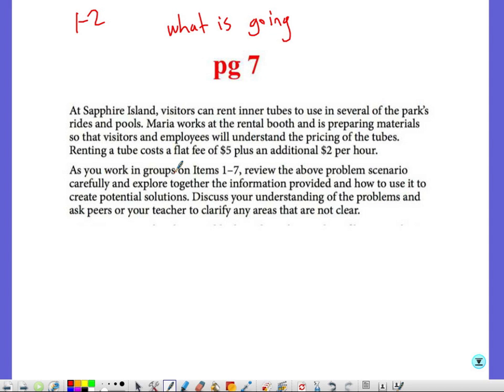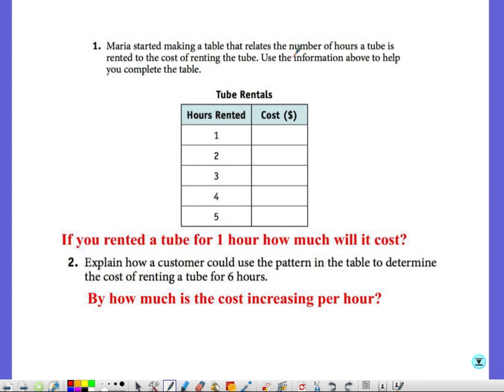As you work in your groups on items 1 through 7, review the above problem scenario carefully and explore together the information provided and how to use it to create potential solutions, discuss your understanding of the problems, and ask peers or your teacher to clarify any areas that are not clear. Question number 1. Maria started making a table that relates the number of hours a tube is rented to the cost of renting the tube. Use the information above to help you complete the table.